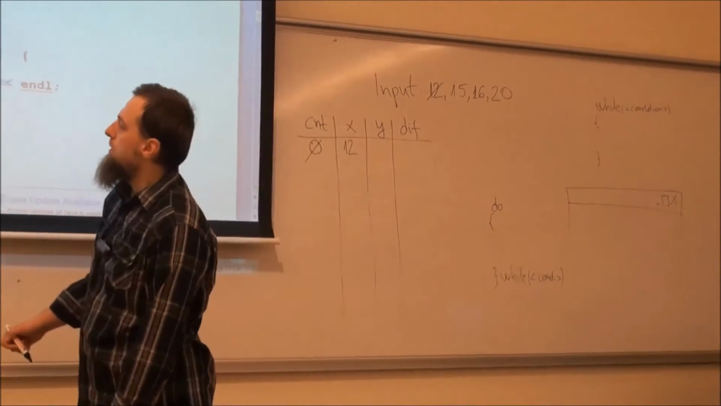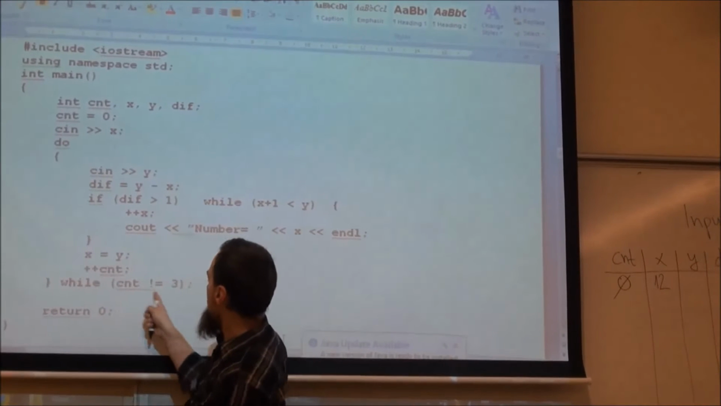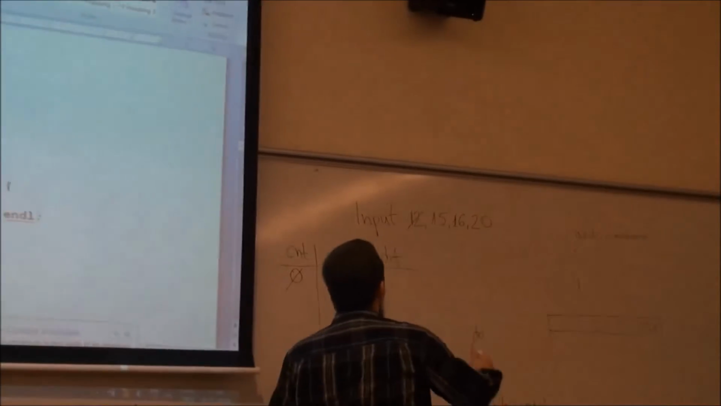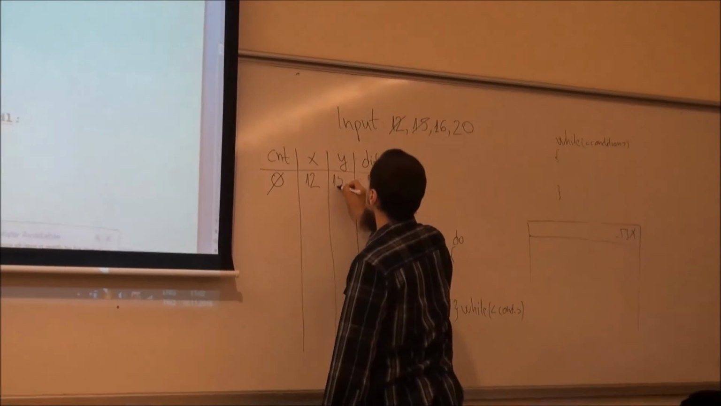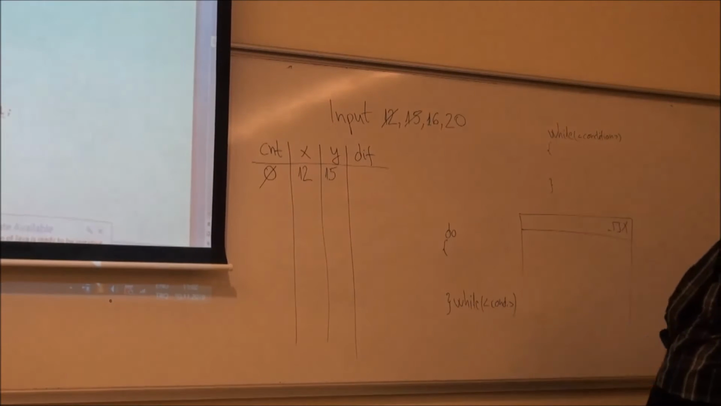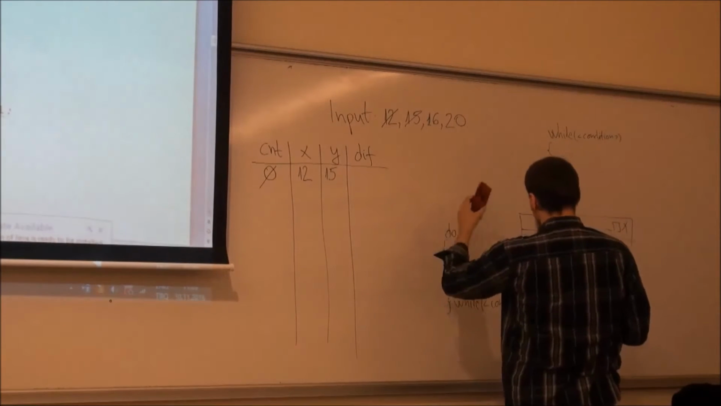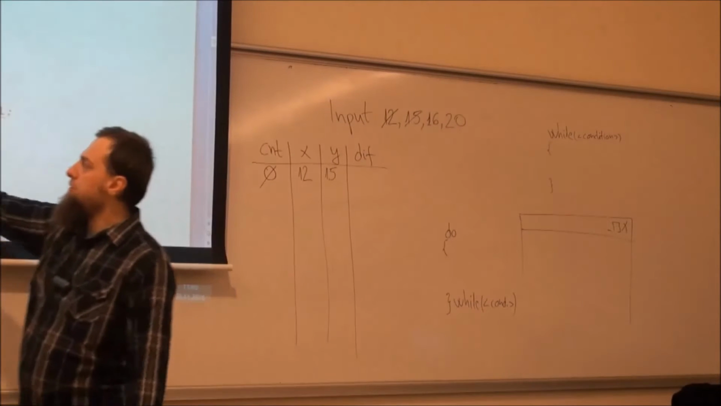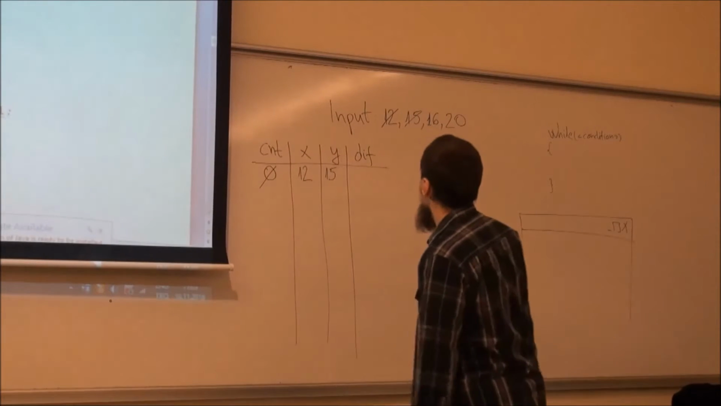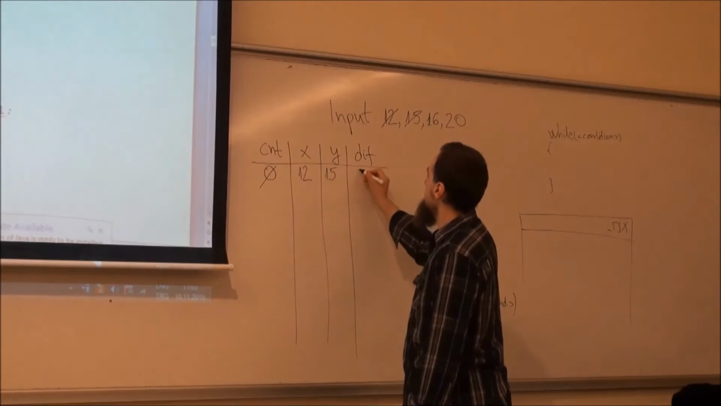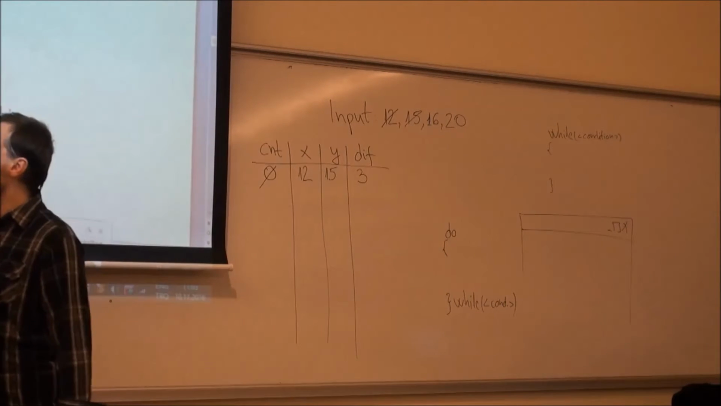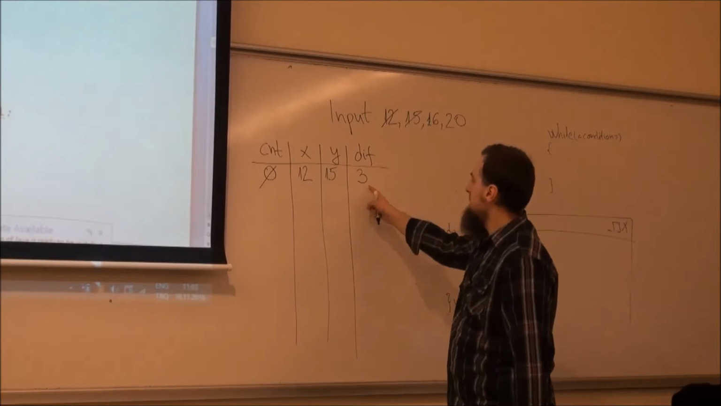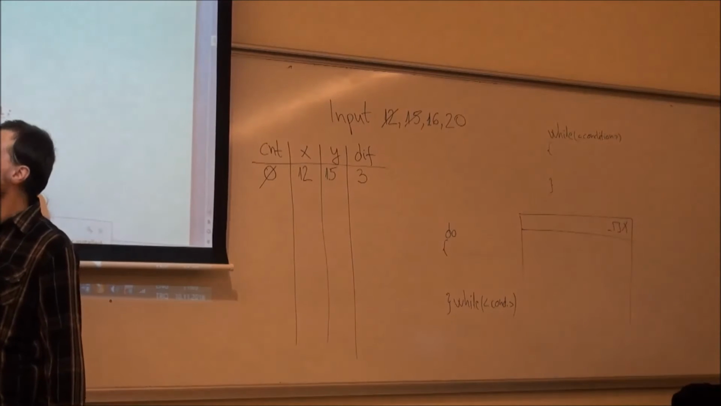Now let's go with this do while block. So this is the while block, this is the condition for that while, okay? We go inside. We are reading y, and we read 15. We are finding the difference. It's y minus x. So difference is 15 minus 12. Difference is 3. Then we're checking if the difference is greater than 1, is this true? Let's see. So 3 is the difference. Is 3 greater than 1? Yes, it is. So that's where we go.